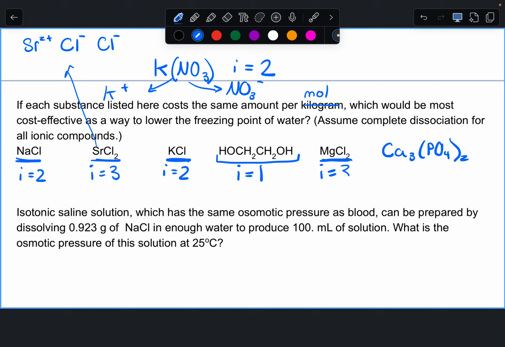So magnesium chloride is also going to be 3. And then calcium phosphate would be 3 calciums and 2 phosphates, so 5. So that one would be the most effective at reducing the freezing point. Because if I add 1 mole of each of these things, this one's going to be 5 times more effective than that one is.